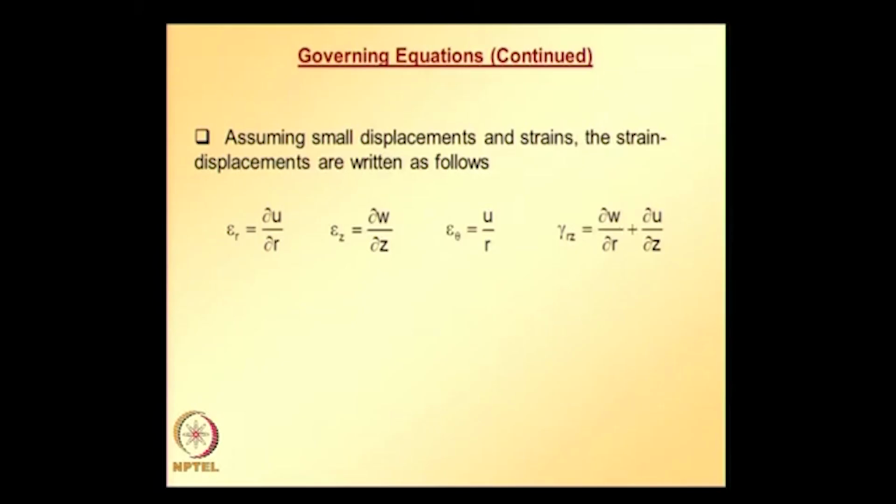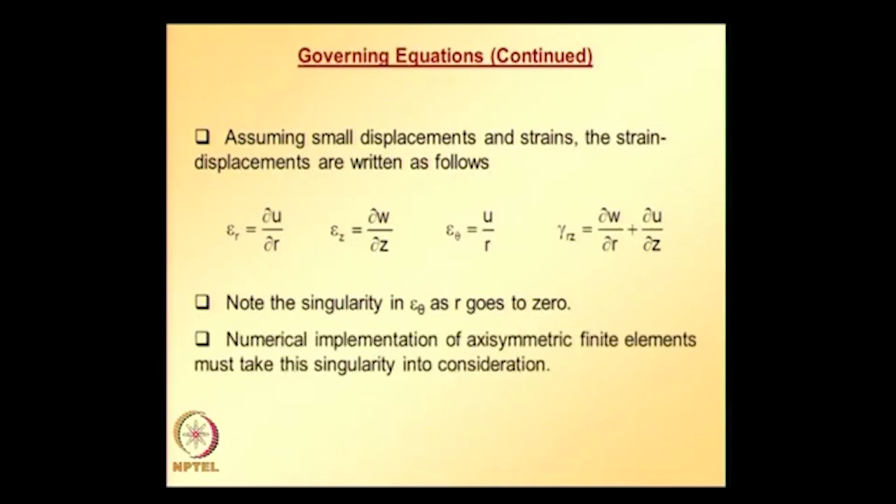And here please note that epsilon theta has r in the denominator, that is, epsilon theta is going to go to infinity as r tends to 0. So note the singularity in epsilon theta as r goes to 0, and we need to take care of this during numerical implementation of axisymmetric finite elements. Numerical implementation of axisymmetric finite elements must take this singularity into consideration.